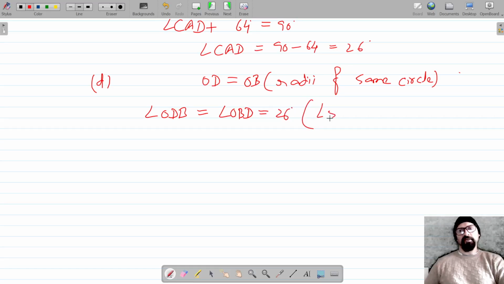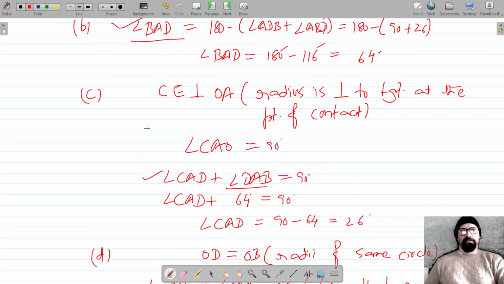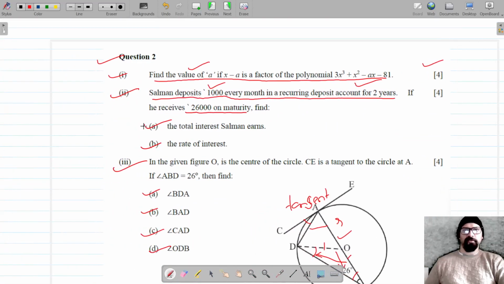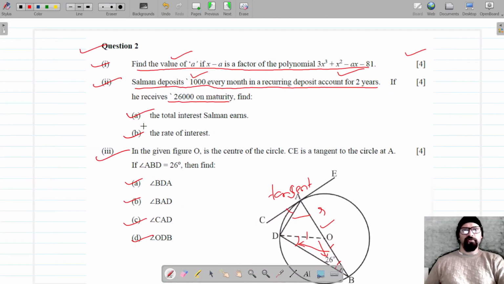And the reason here is that angles opposite to equal sides are equal. Okay, so we are done with the fourth part as well, and with this we're finished with question number 2. Let's move on to question number 3.